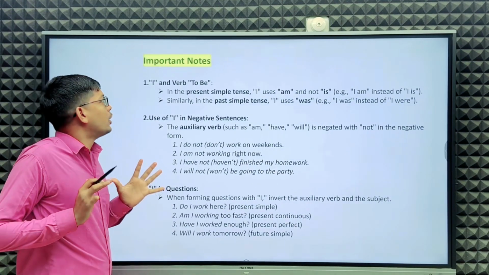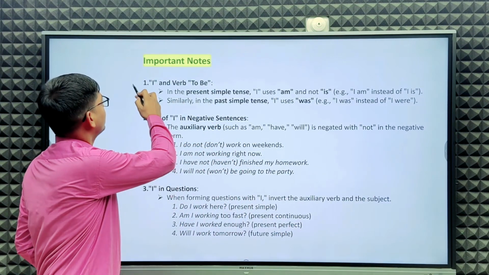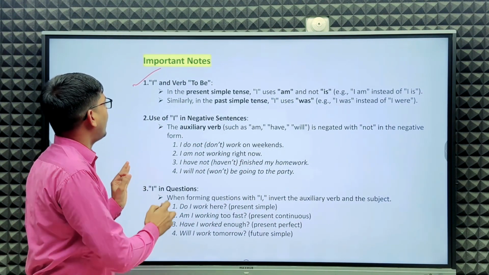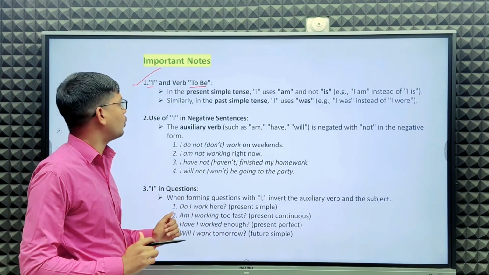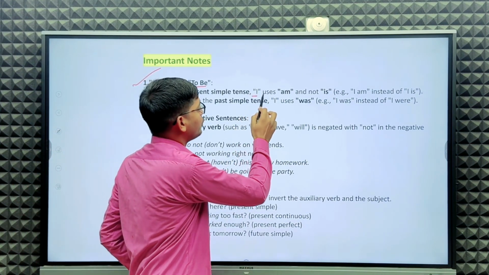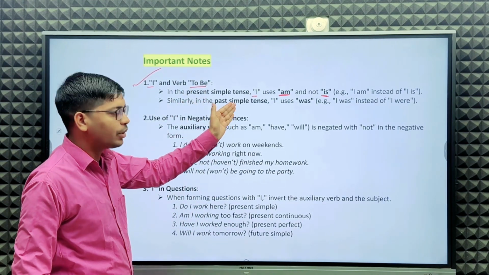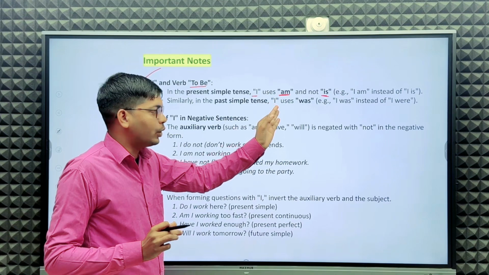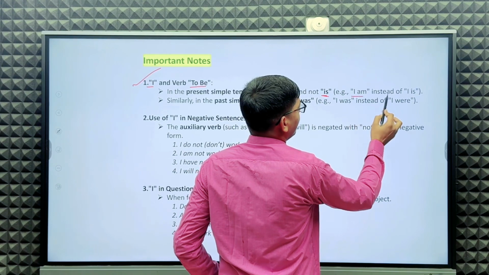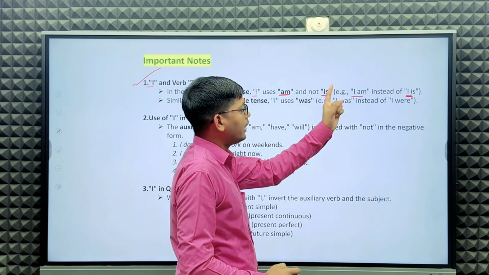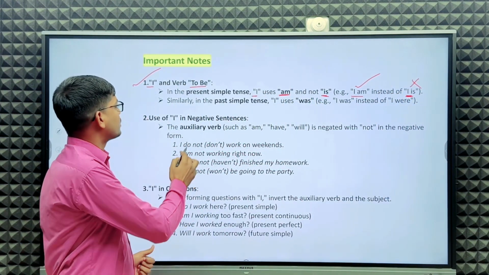Let's see the important notes. You must remember these. First point: I and the verb to be. In the present simple tense, I uses am, not is. Example: I am, instead of I is. I am is right; I is wrong.